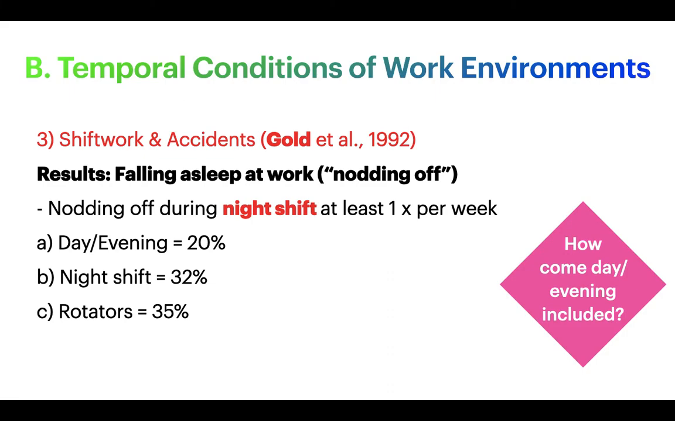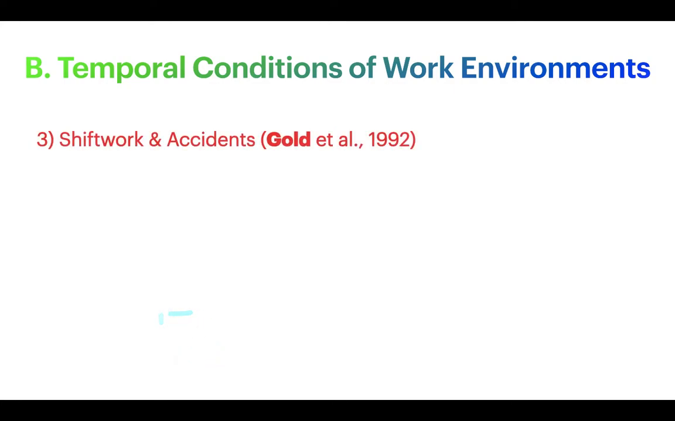Day and evening was included because... I can't remember why it was included. Let me think. Okay, I remember why it was included. They wanted to know whether people nod off only during the night shifts, right? So rotators work in day and night. Night only work at night. Day and evening, sometimes they work at night shift as well. So for those in the day and evening who happen to work at night as well, 20% of them nodded off. For the night shift workers, all who work at night, 32%. For the rotators, which work day and night, when they worked at night, 35% of them reported nodding off. Okay, that's what it means.